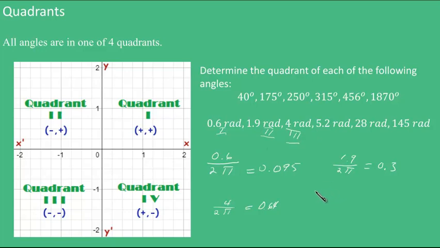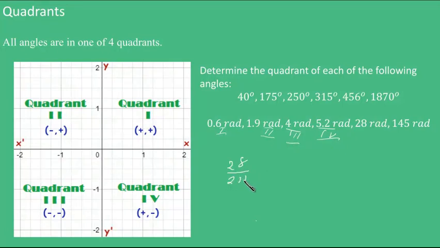How about 5.2? Well, that's 5.2 divided by 2 pi. That's 0.82 of a revolution. That's between 0.75 and 1, so that places us in the fourth quadrant. Now for 28 radians. So 28 divided by 2 pi. That gives us how many revolutions that represents.